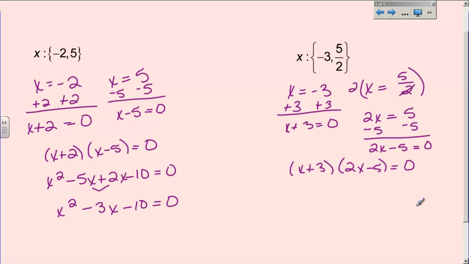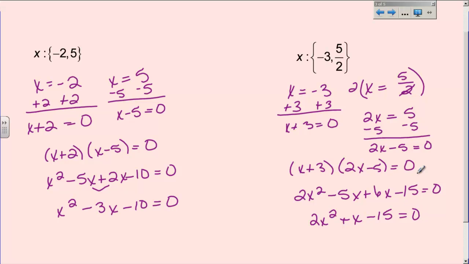And I multiply those together to get my quadratic. So x times 2x becomes 2x squared. X times negative 5 is negative 5x. 3 times 2x is 6x. And 3 times negative 15 is negative 15. Then you put your middle terms together, so you have 2x squared plus x minus 15 equals 0. This is the quadratic you started off with, and so that's just how we work backwards.